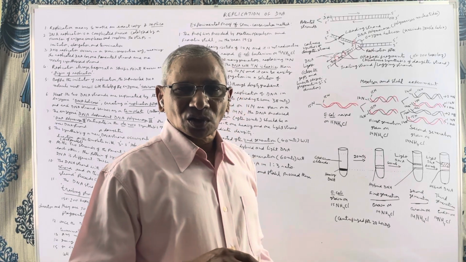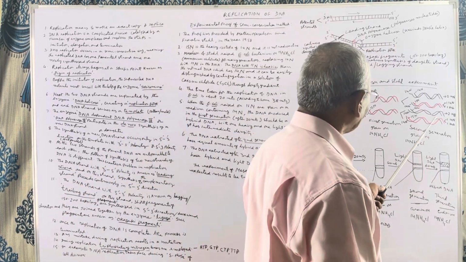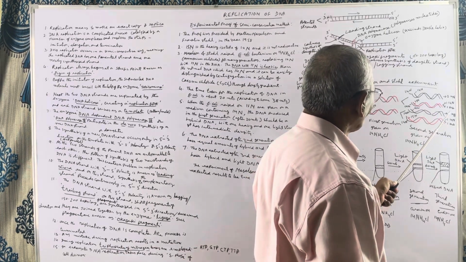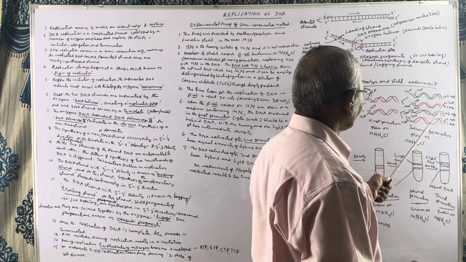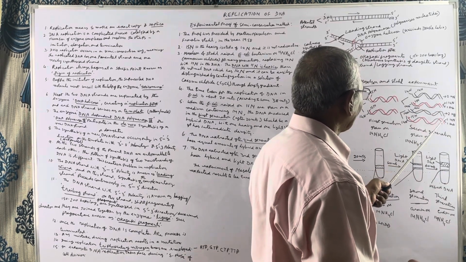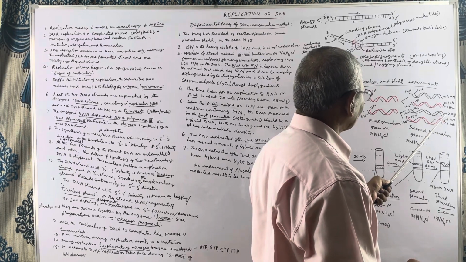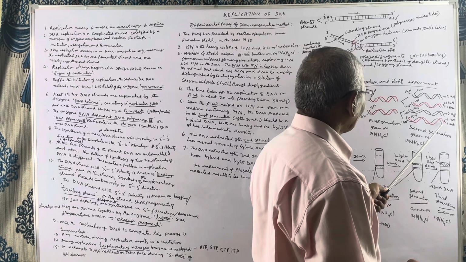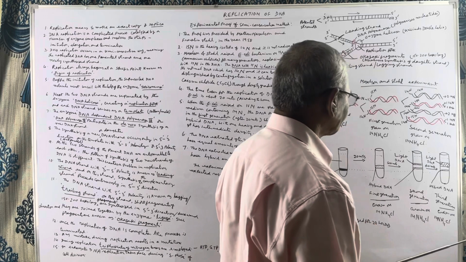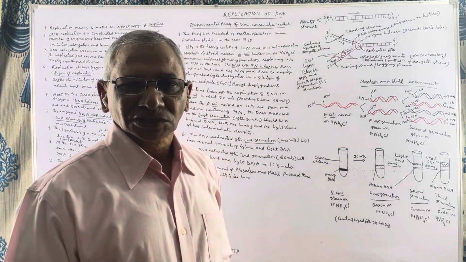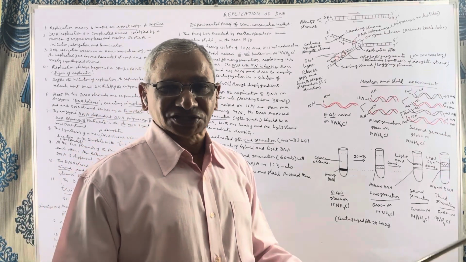If you allow multiplication for another 20 minutes, that means if these DNAs multiply, then we get this one. From this one we get two lighter DNAs. From this we get one lighter and one hybrid DNA. From this we get two lighter DNAs, and from this we get one lighter and one hybrid DNA. This is very good to explain. But is it true? Yes, it is true.